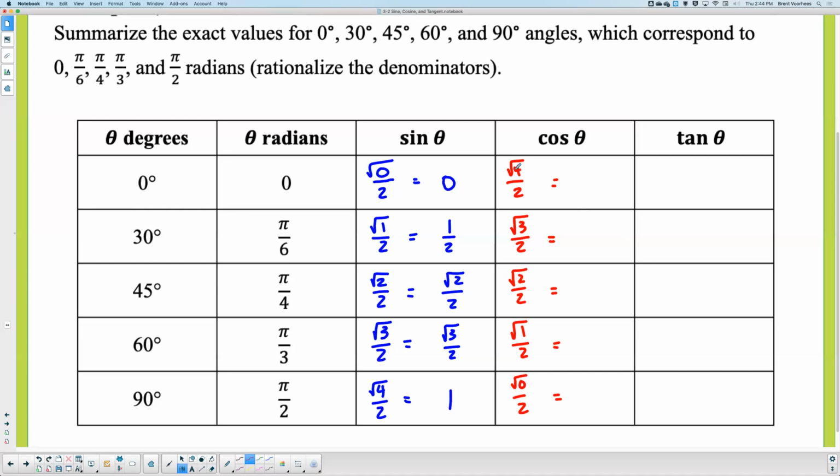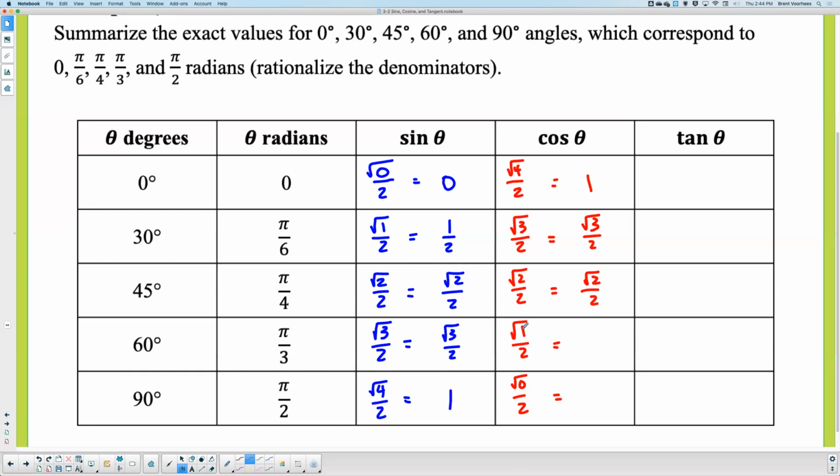What is the square root of 4 over 2? What is the square root of 4? 2. 2 divided by 2 is 1. This does not simplify. Square root of 3 over 2 stays. Square root of 2 over 2 does not simplify. It stays.